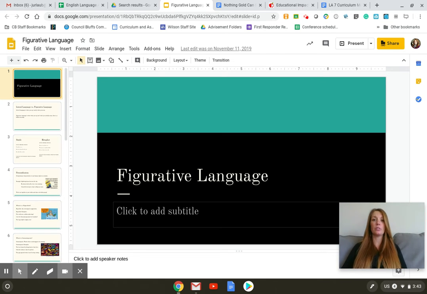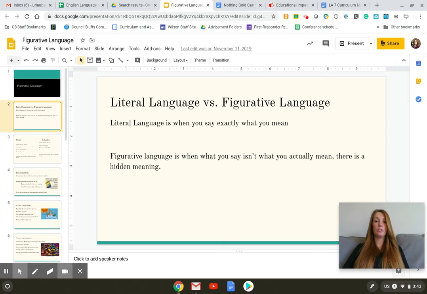So today what we're going to do is a really quick review of figurative language, because we're going to be making some claims about figurative language. And then there's going to be some work for you to do with some poetry, because I know in some previous lessons you've already worked with some poetry. So this should all be a review for you, just looking at literal language versus figurative language. Literal language is when we say exactly what we mean. Figurative language is when what you say isn't actually what you mean and there's a hidden meaning.